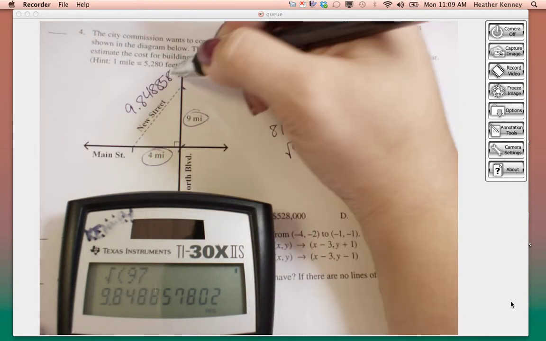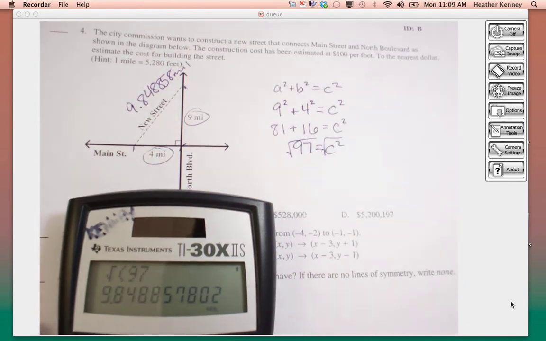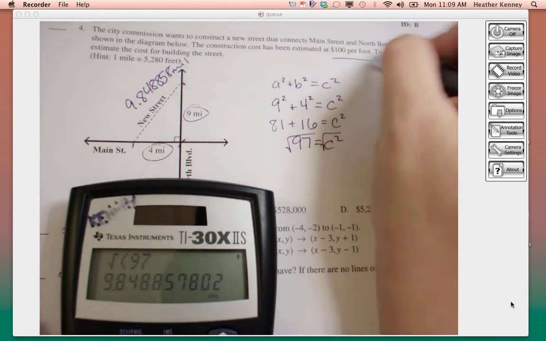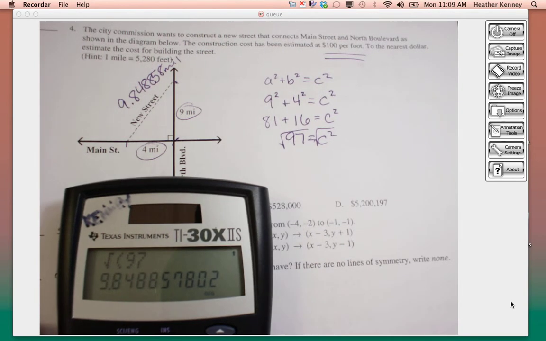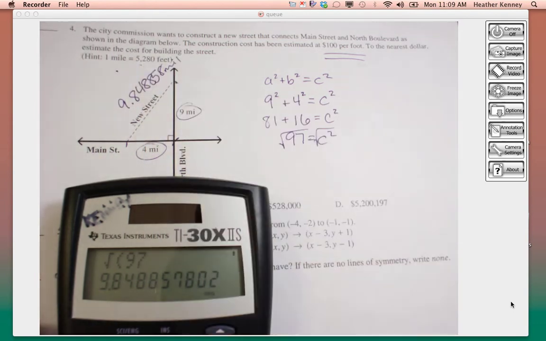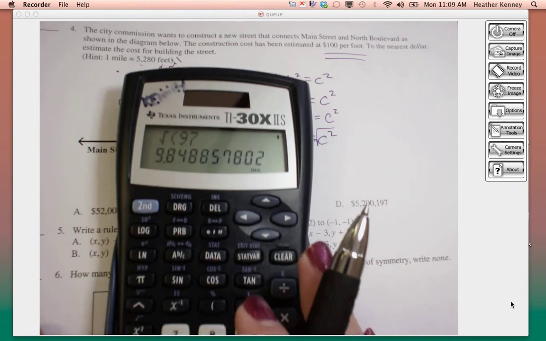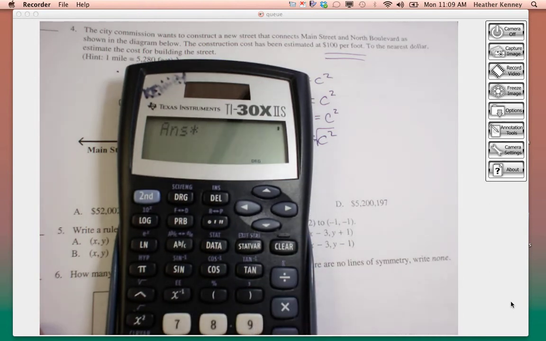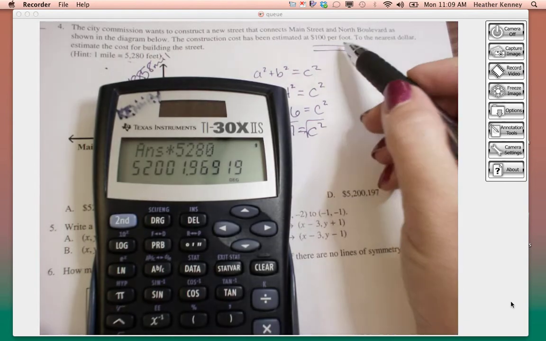We have, this is in miles. If you notice, we were given measurements in miles. So our new street is 9.8488858 miles. But the cost is given per foot. So the first thing we have to do is make a conversion from miles to feet. And it tells you 1 mile equals 5,280 feet. So we need to take this number in our calculator and multiply it by 5,280 to get the number of feet.